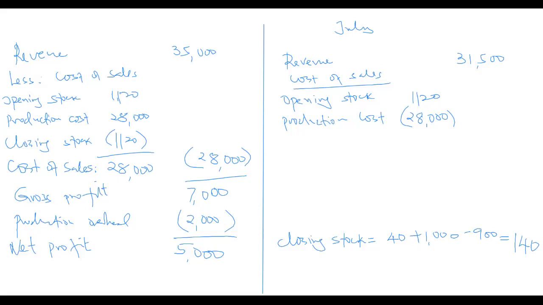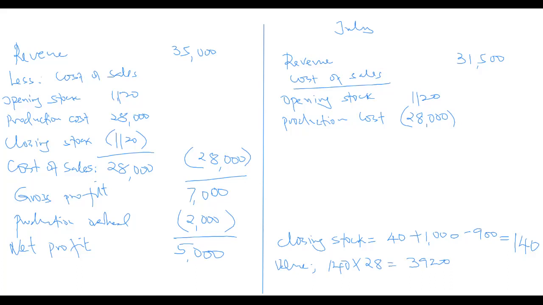What's the value of those 140? The value of that 140 is 140 times 28, because one stock has a value of 28. Total value is how much? $3,920. Therefore, the company is yet to sell stock worth that 3,920.